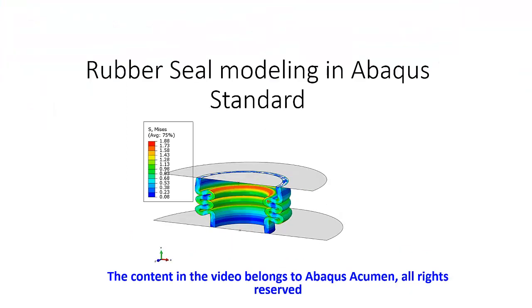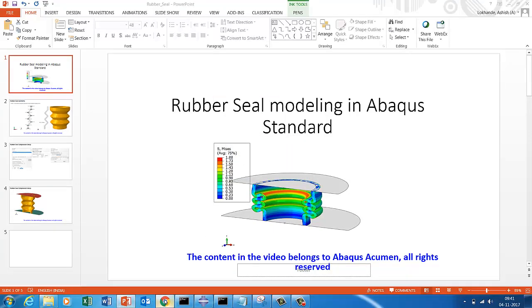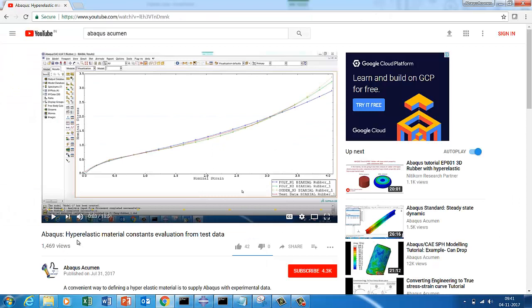We'll first define the problem and understand how we can do it. So today's problem is rubber seal modeling in Abaqus Standard, mainly getting into a hyperelastic material model. Before that, we'll recommend you go to our video on the Abaqus hyperelastic material constant evaluation from test data.